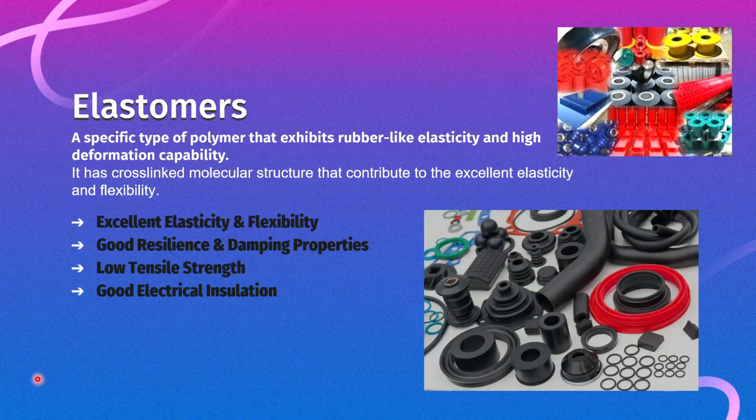So elastomer is actually a specific type of polymer, as I described previously. It has a cross-linked molecular structure that makes it exhibit rubber-like elasticity and high deformation capability. Elastomer has high elasticity and flexibility. It has good resilience and damping property. Although it has low tensile strength, it's a good electrical insulator and it doesn't conduct electricity.